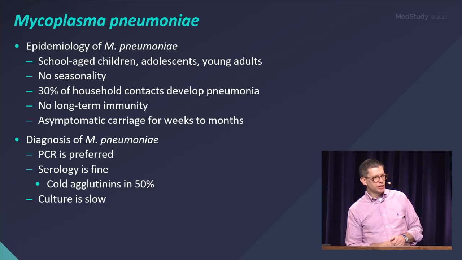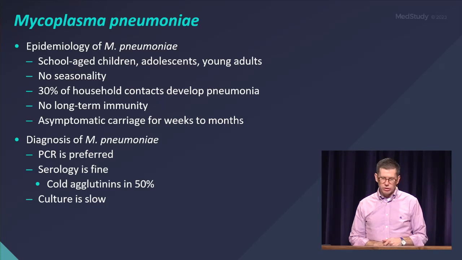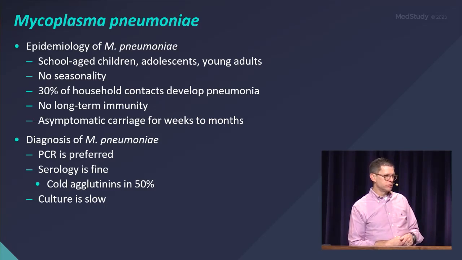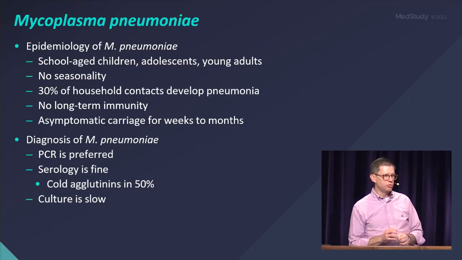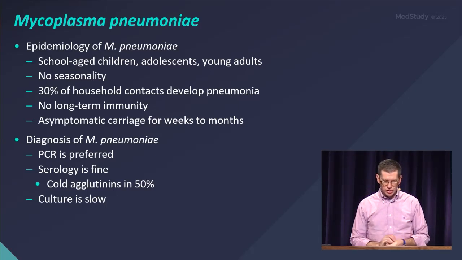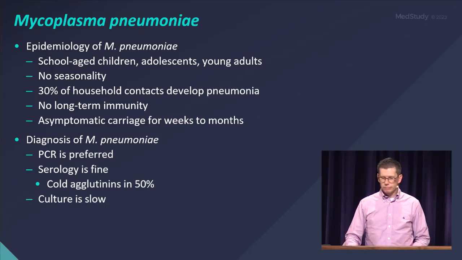It tends to be in school-aged children and young adults with no particular seasonality. There is no long-term immunity, although serologies aren't great because you'll have positive serologies for quite some time, as well as asymptomatic carriage for weeks to months. PCR is the preferred diagnostic test. Serologies are okay, but they're not good. It's better if you get acute and convalescent serologies, although with the availability of PCR testing now, we tend to do those. And I've never actually sent a Mycoplasma culture, nor seen one positive for that matter. Those are slow and not very sensitive.